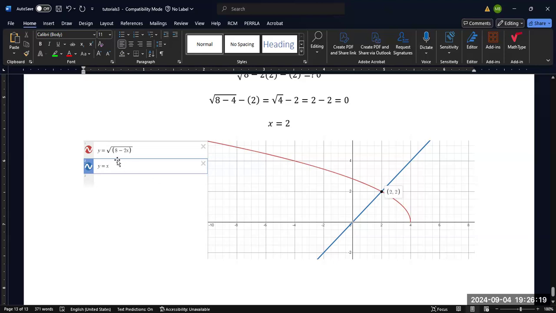But in our problem, we only have the positive square root, so we only have the top half of that parabola and not the bottom half. And so this is the only intersection. There isn't a second intersection over here.